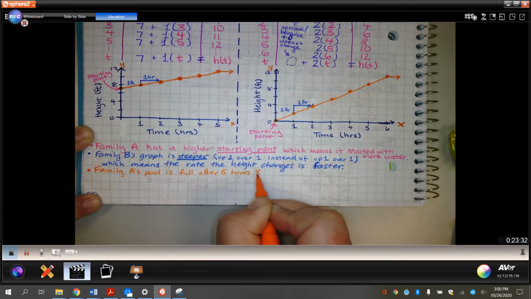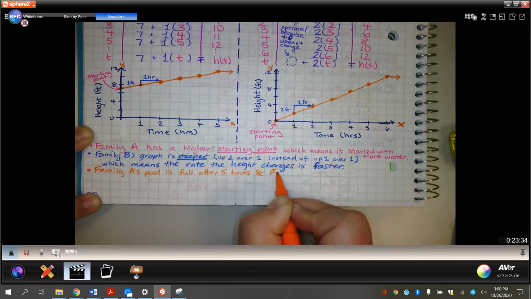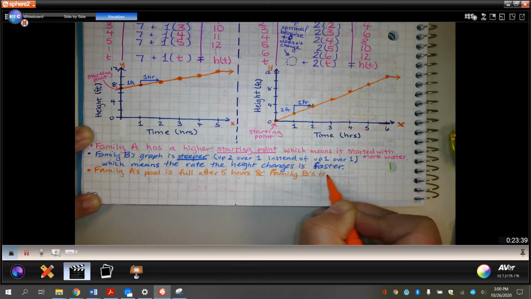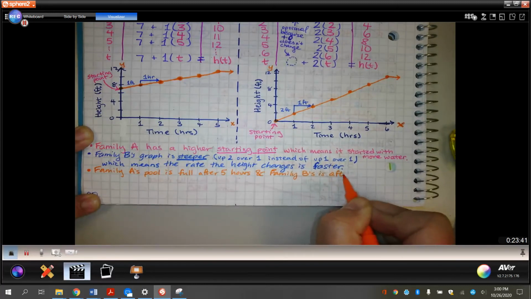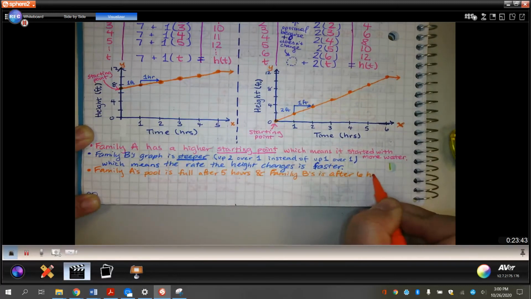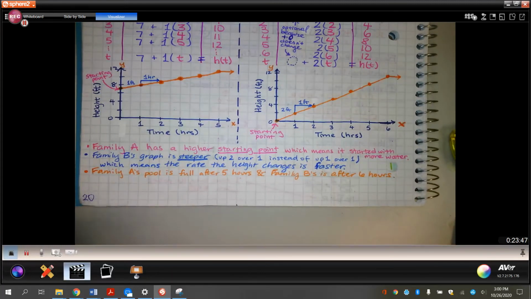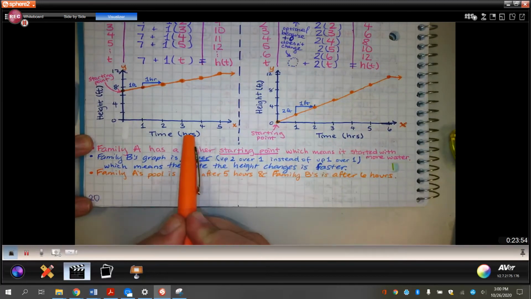family B's is after 6 hours. Now, this is important because notice, I've already told you family B's is filling up faster. So you would think that theirs would be done first, but actually family A's was done after 5 and family B's was done after 6.